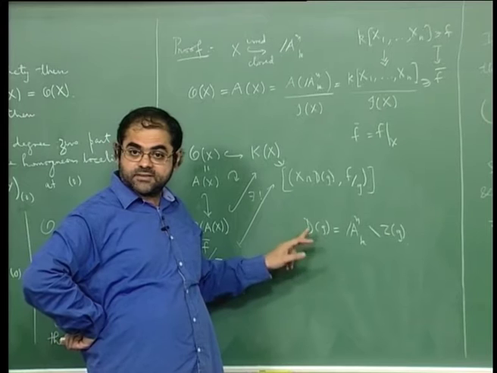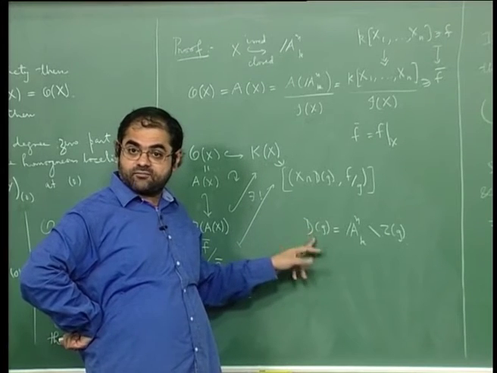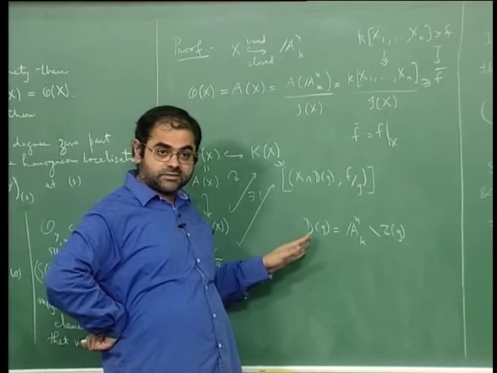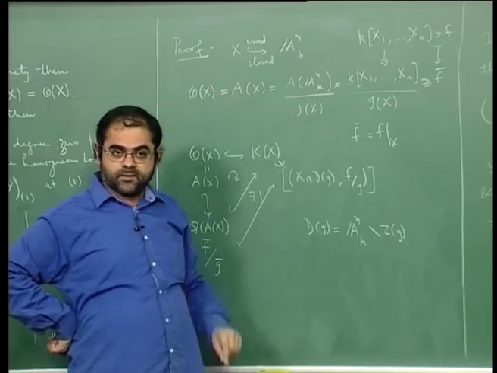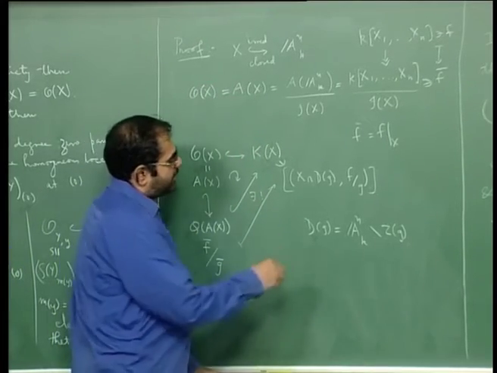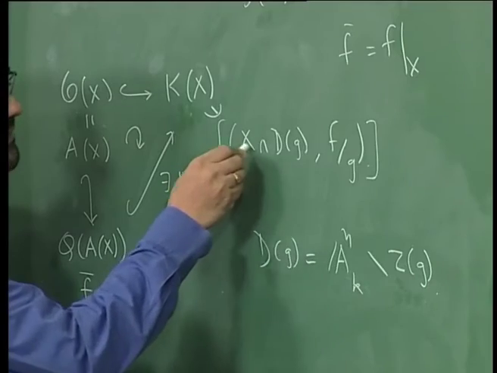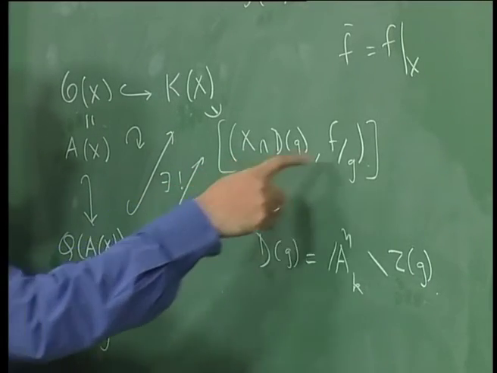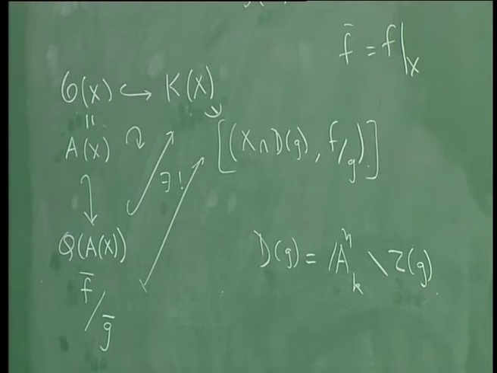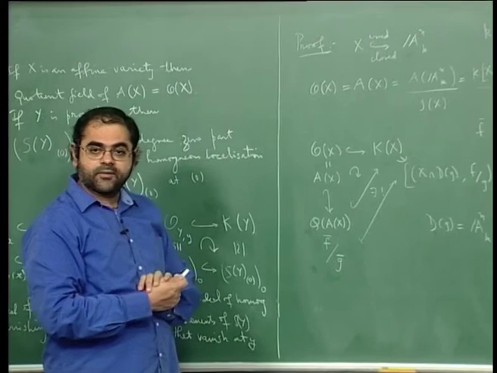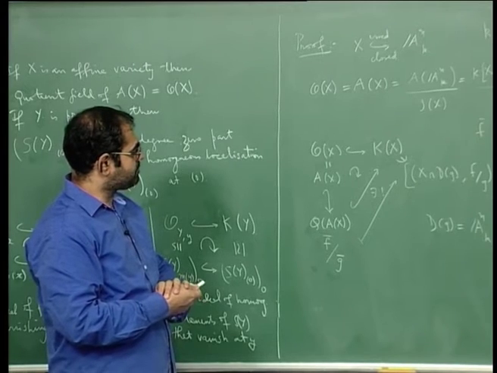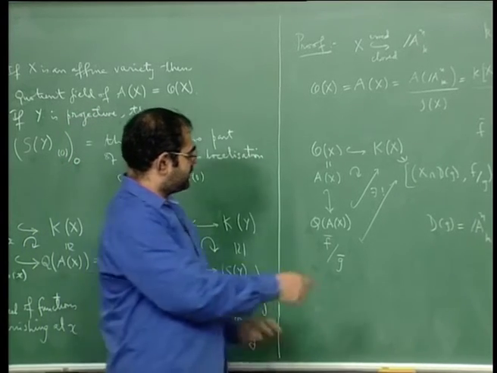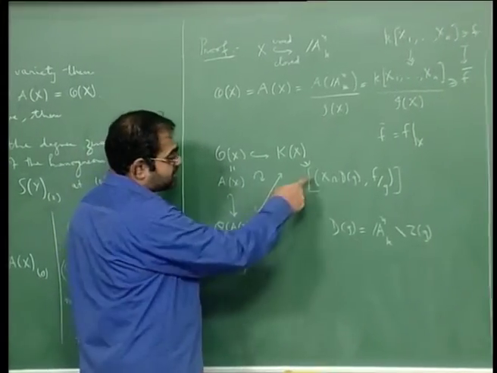Mind you, this is a basic open set in the affine space and this is itself isomorphic to an affine variety. By the Rabinowitsch trick, this is isomorphic to a closed subset of An plus 1. So this Dg is an open subset and x intersection Dg is an open subset of x, and there f by g makes sense. And so this is how you define this map. This is how you will define this map naturally.